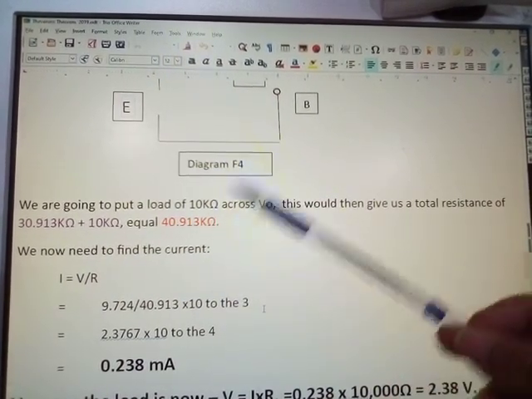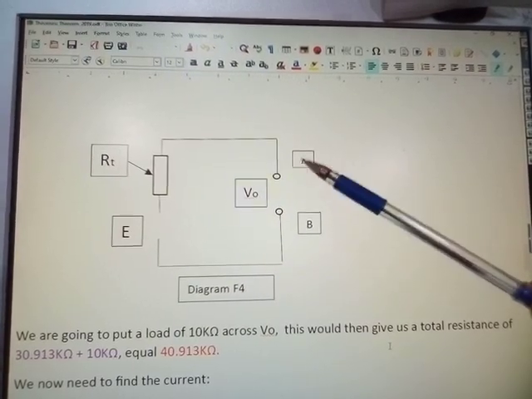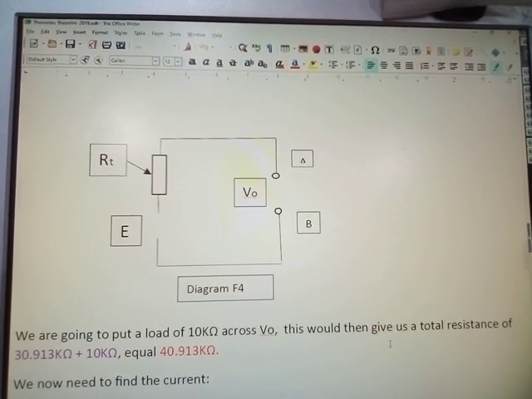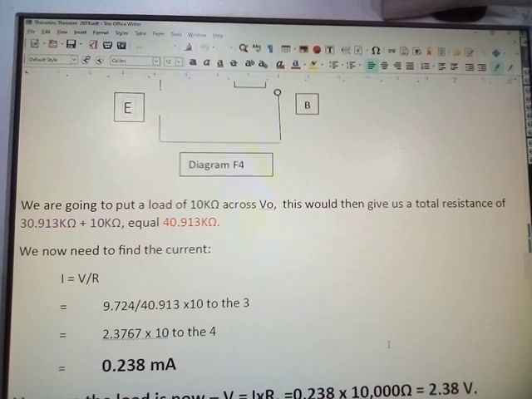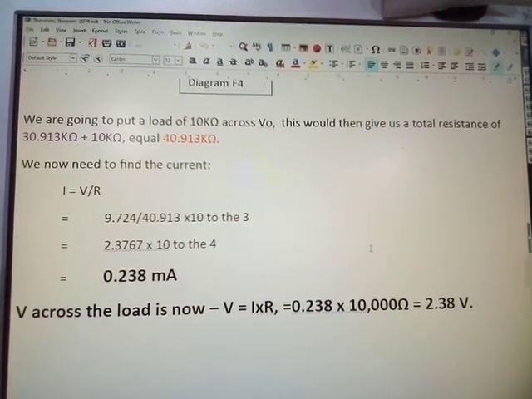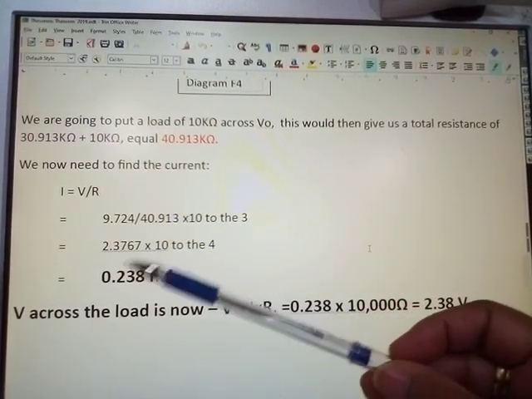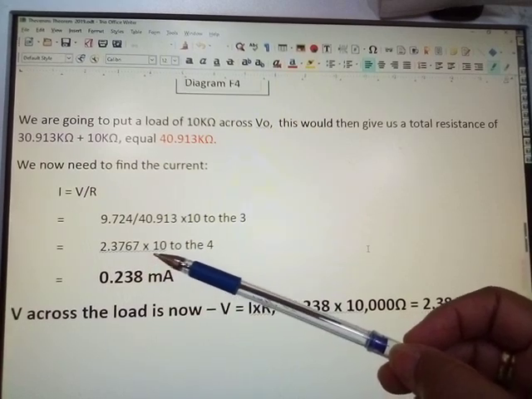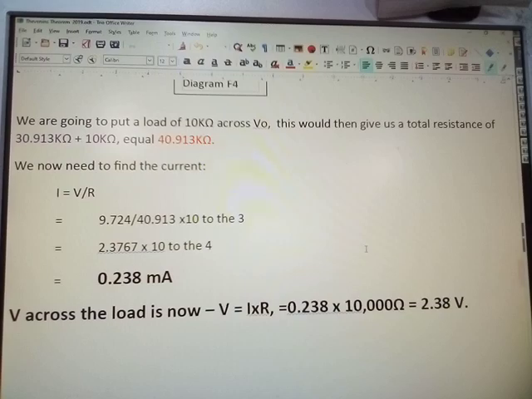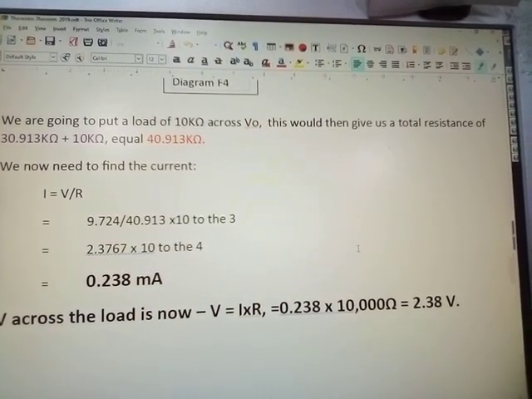Now we're going to put a load across the output, and this is where we're going to put the load across here, A and B. The load could be anything, but we're just going to use a 10 kilo ohms load. We now need to find the current. Putting that I equals V over R, you'll see that that gives us 2.3767 times 10 to the 4. That gives us 0.238. Now I've put that as milliamps.